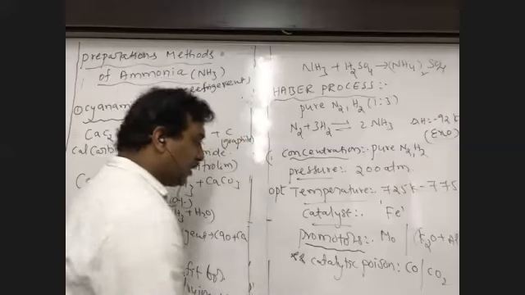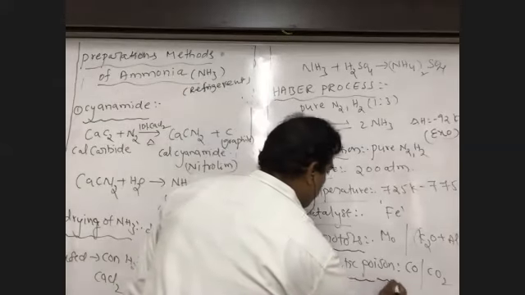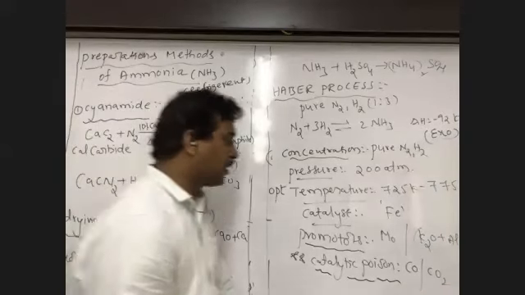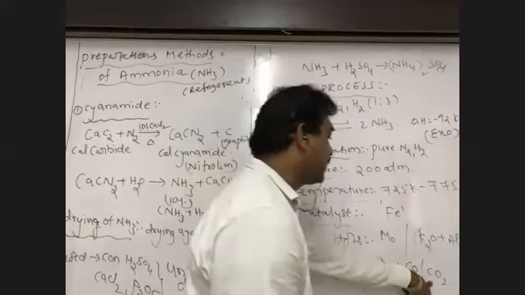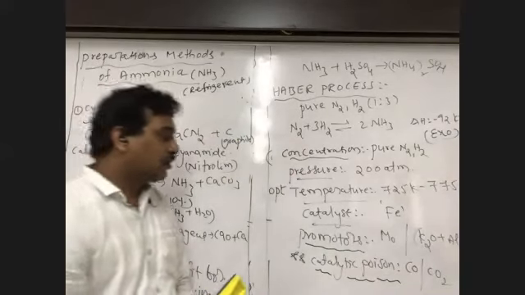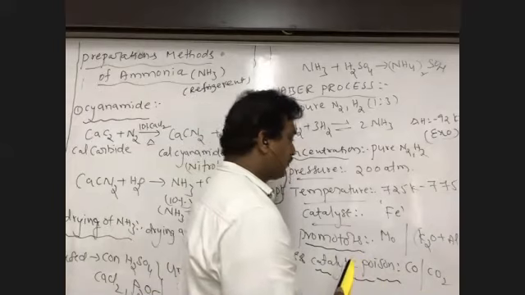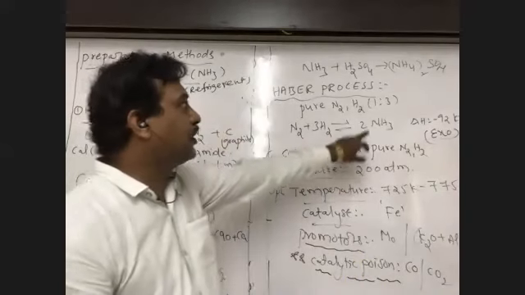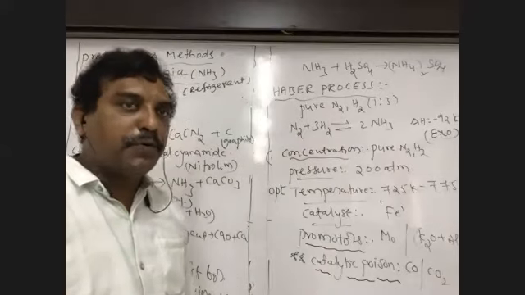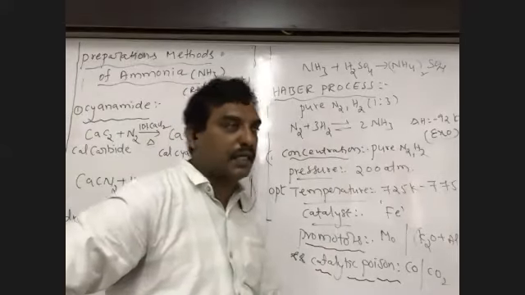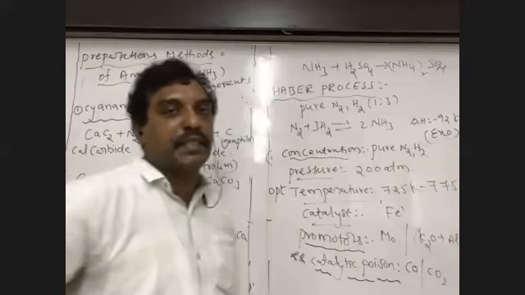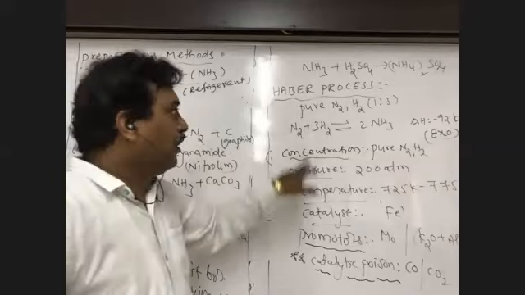Next, the important point in the Haber process is the catalytic poison. A mixture of carbon monoxide or carbon dioxide acts as a catalytic poison for the Haber process. So, what is the meaning of a catalytic poison? In the preparation of ammonia, we have to take pure N2 and H2. If pure N2 and H2 are not available, and the N2 and H2 are associated with a small quantity of carbon monoxide, then what happens?